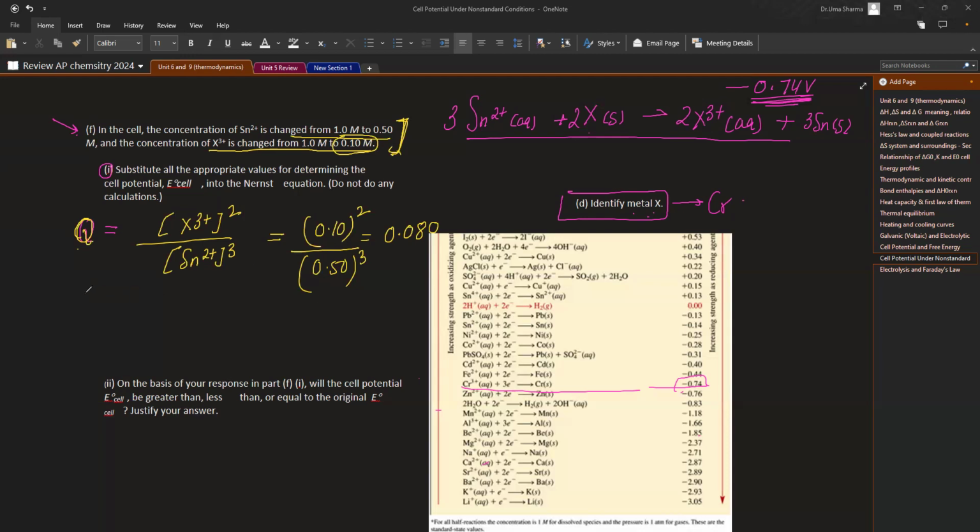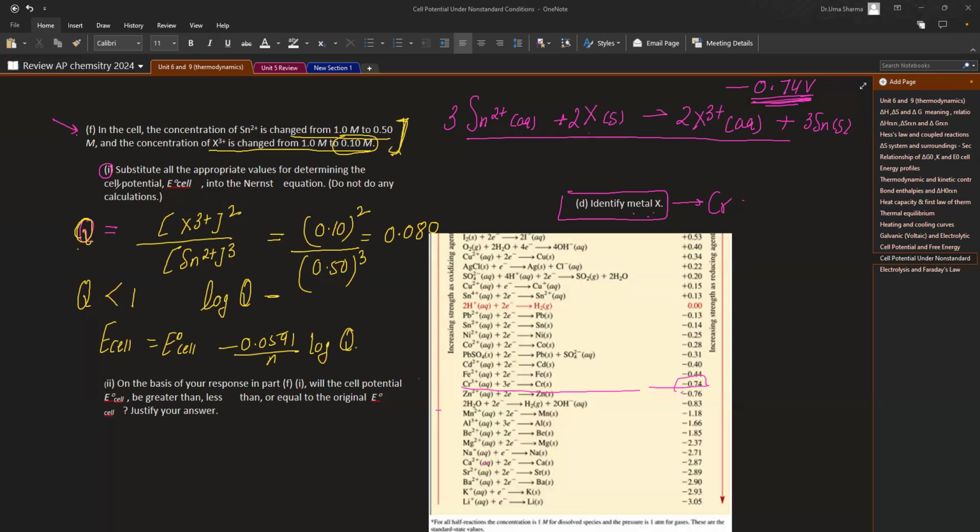Okay, is this value greater than 1 or less than 1? Q is less than 1. Log Q will be negative. You remember the Nernst equation? E cell is E naught cell minus 0.0591 over n log Q. Now you're saying this Q is less than 1. So what's the relation with E cell?